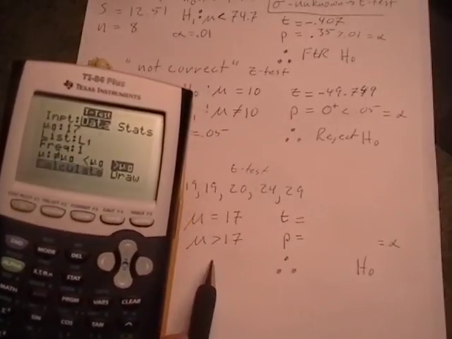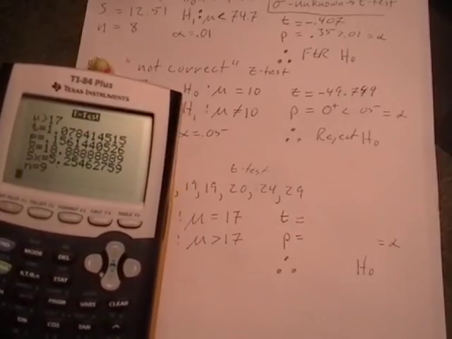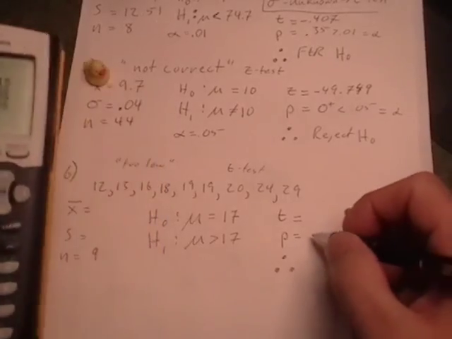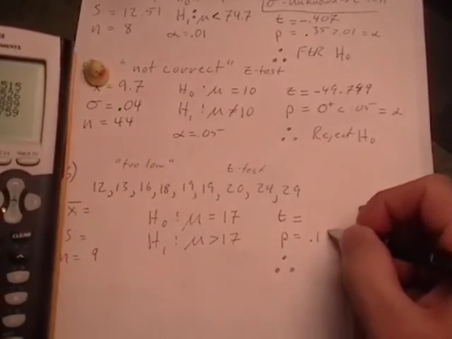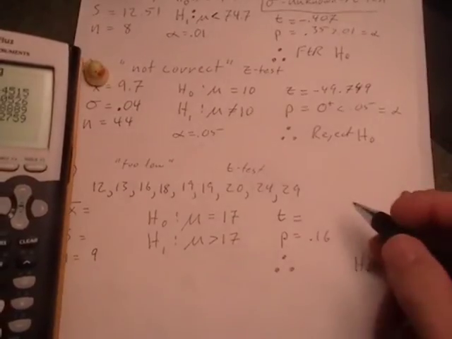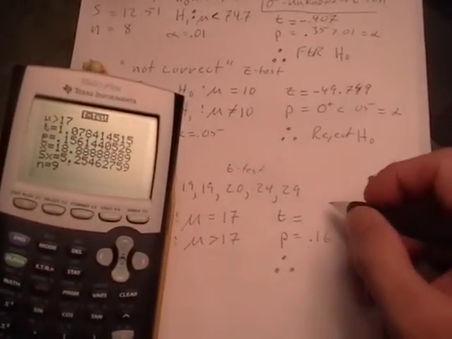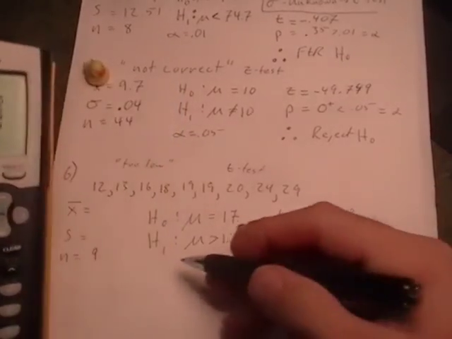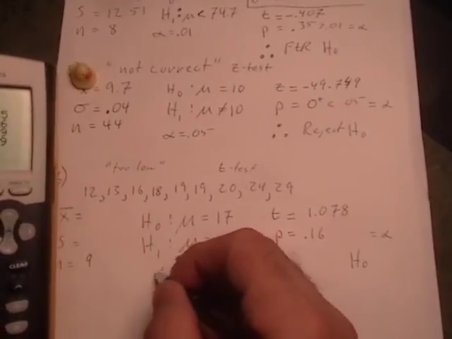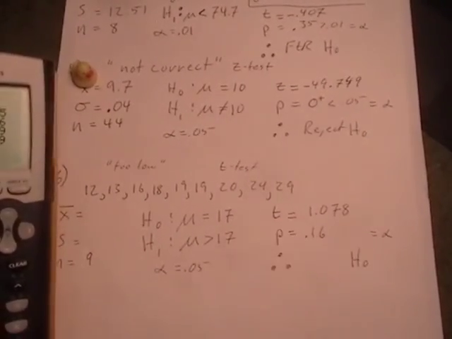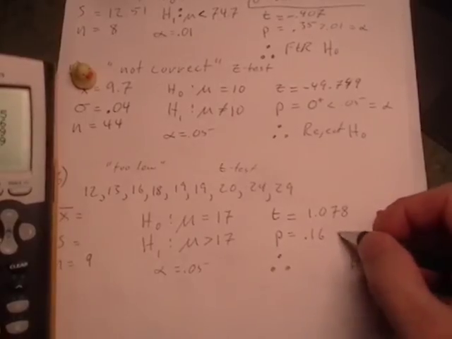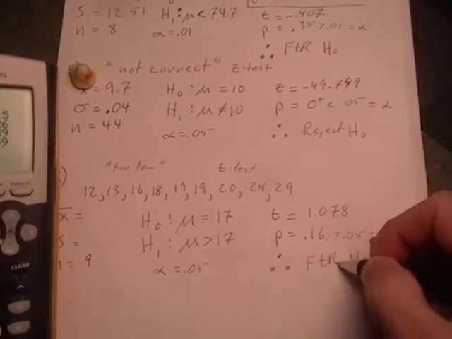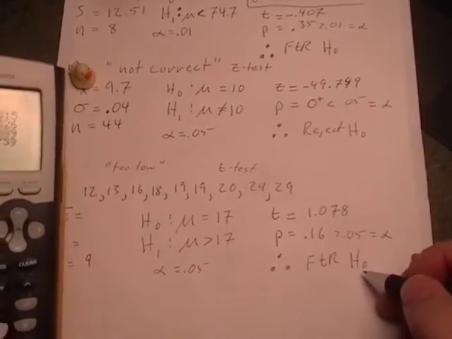Now when I calculate, notice that it gives me a lot of interesting information. It does give me P. P is 0.16. It does give me T. T is 1.078. Since I didn't give an alpha, we will assume that alpha is 0.05. 0.16 is greater than 0.05, therefore we fail to reject the null hypothesis.